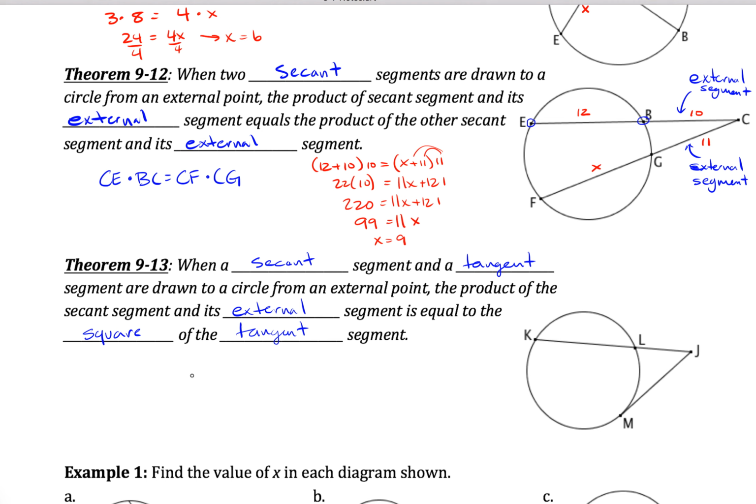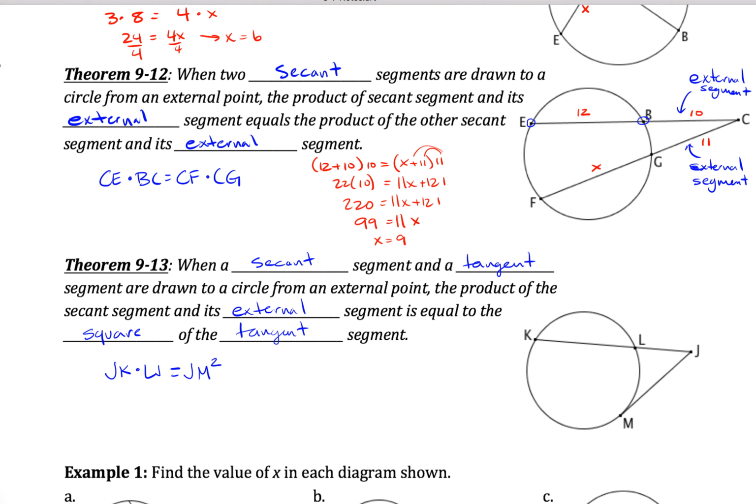According to theorem 9-13, if I took the entire secant segment's length, that would be JK, and I multiplied it times the external part, which would be LJ, same idea as what we talked about in theorem 9-12, JK times LJ would equal the tangent segment squared, so JM squared.